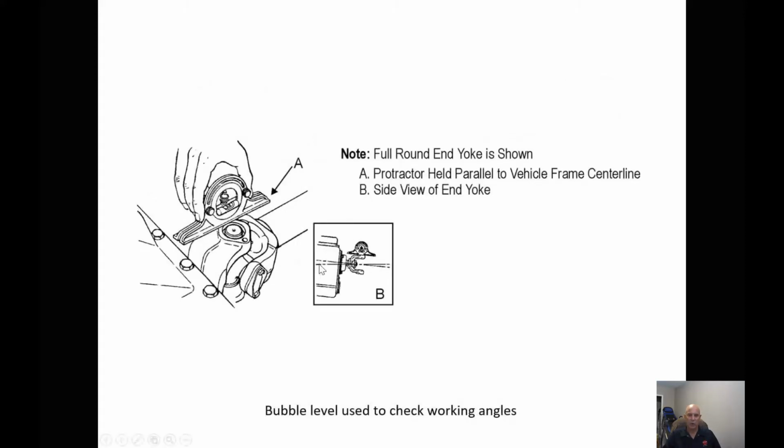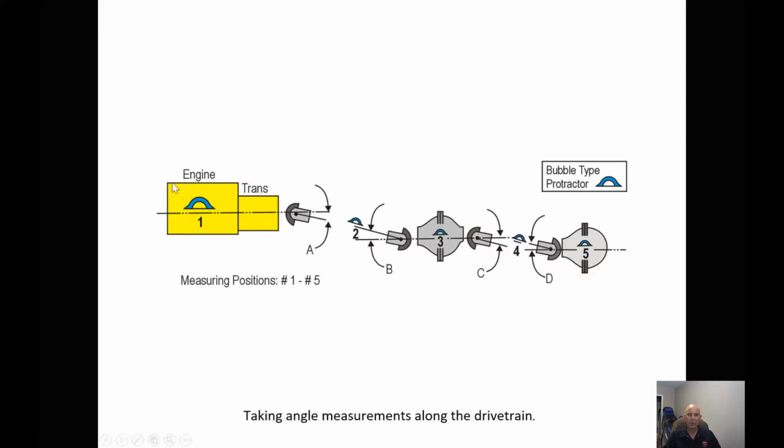Okay, so now that we've got our angle on our inclinometer, we're going to measure what the angles are. So we're going to measure the transmission. Engine transmission is 1 because down the center of the crankshaft goes right down the center of the transmission and out to the yoke. Then we're going to measure the angle of the front drive line, the angle of the front diff, the angle of the rear drive line, and the angle of the rear diff.